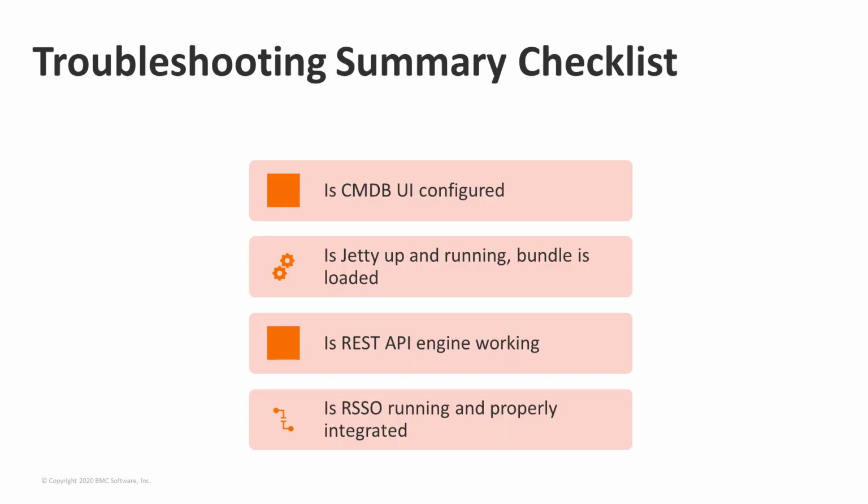Now, a good summary checklist for any UI issue includes: first, to ensure the CMDB UI is properly configured. In the references later, we will provide you a very useful link that goes through this process. Next, you can check if Jetty is up and running. This is easy to identify by checking the error log as well as the Jetty log. In the same logs, you can determine if there were any issues loading the REST API engine. Another source of information for this check is also the CMDB services log.